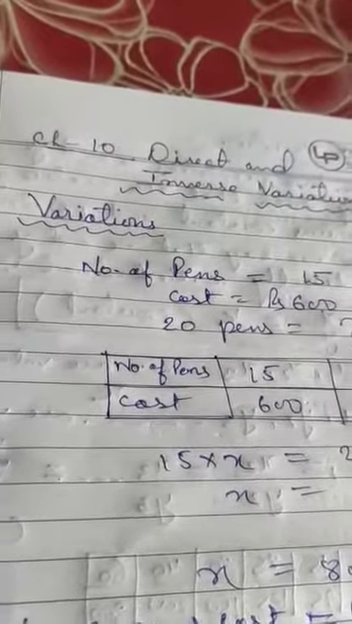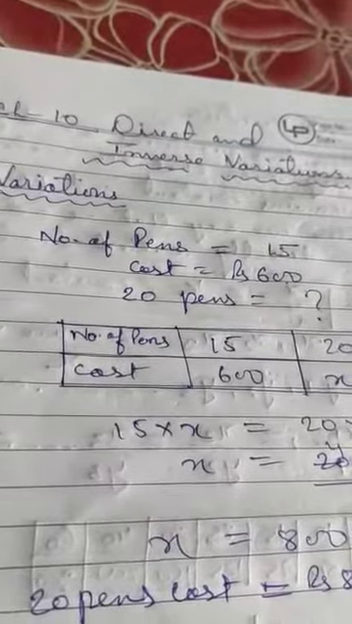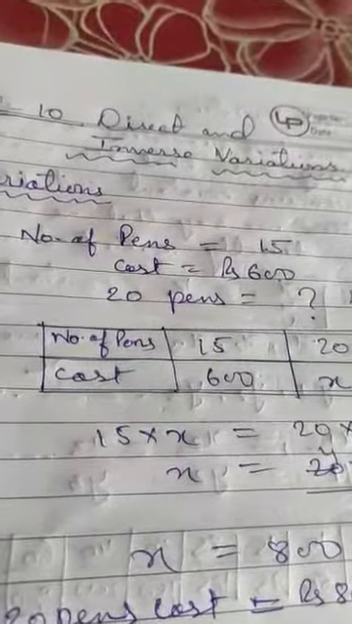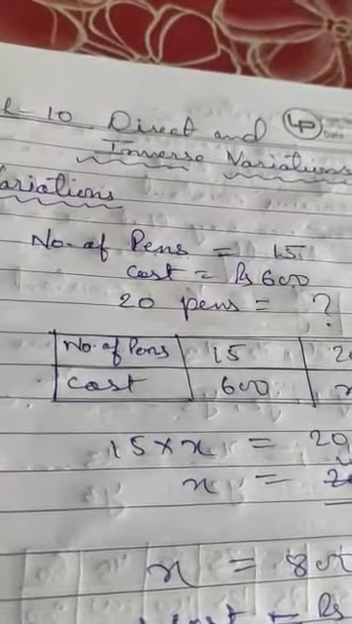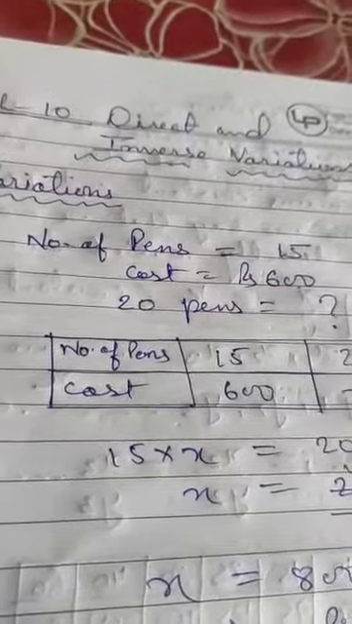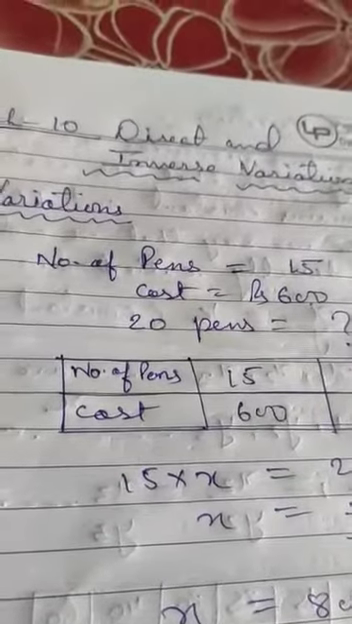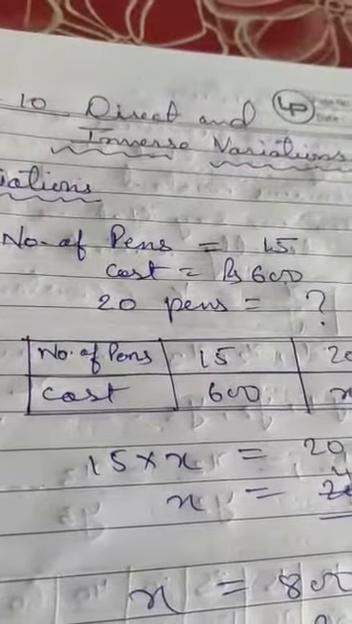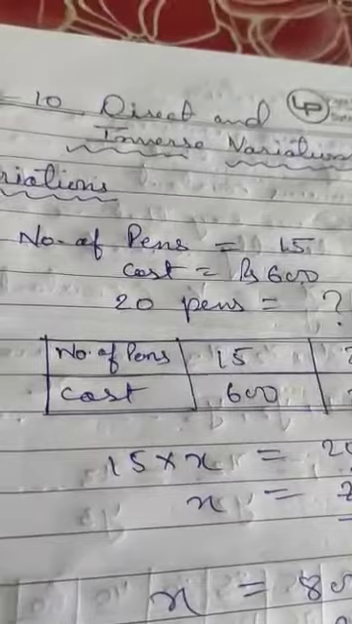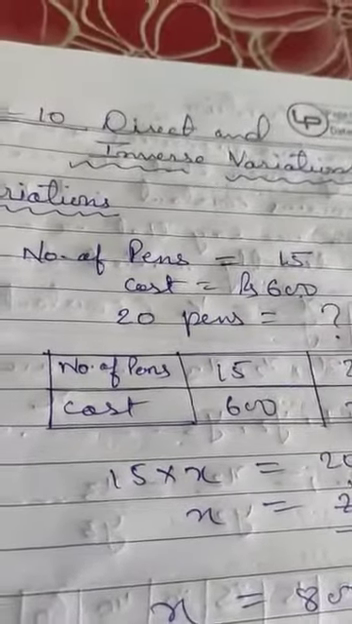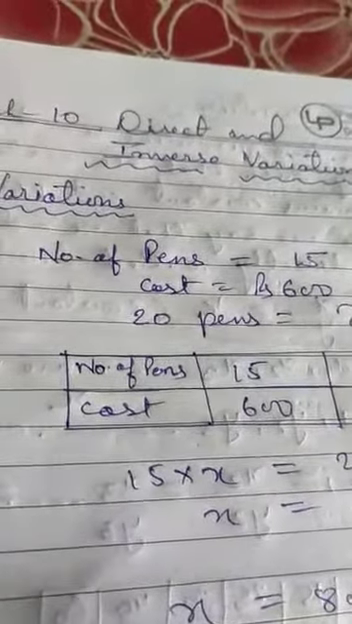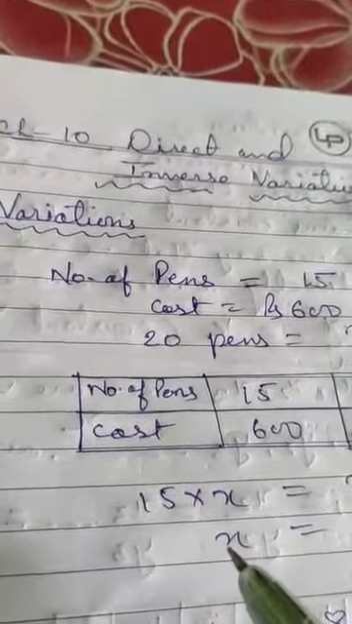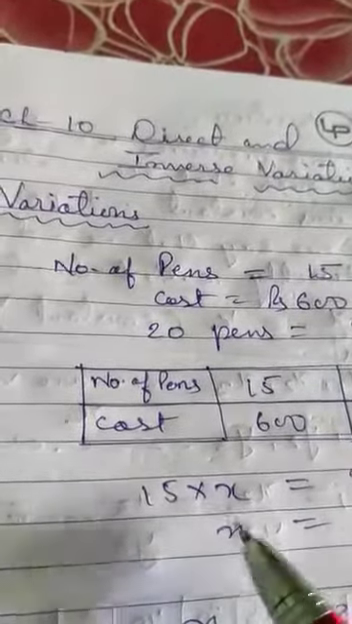Children, now we are going to start chapter 10, that is direct and inverse variation. First of all, understand variation, children. What is variation? Variation means vary karna, that is changing. Two quantities are said to be in variation if change in one quantity causes corresponding change in the other quantity. Just see here, change in one quantity causes corresponding change in the other quantity.